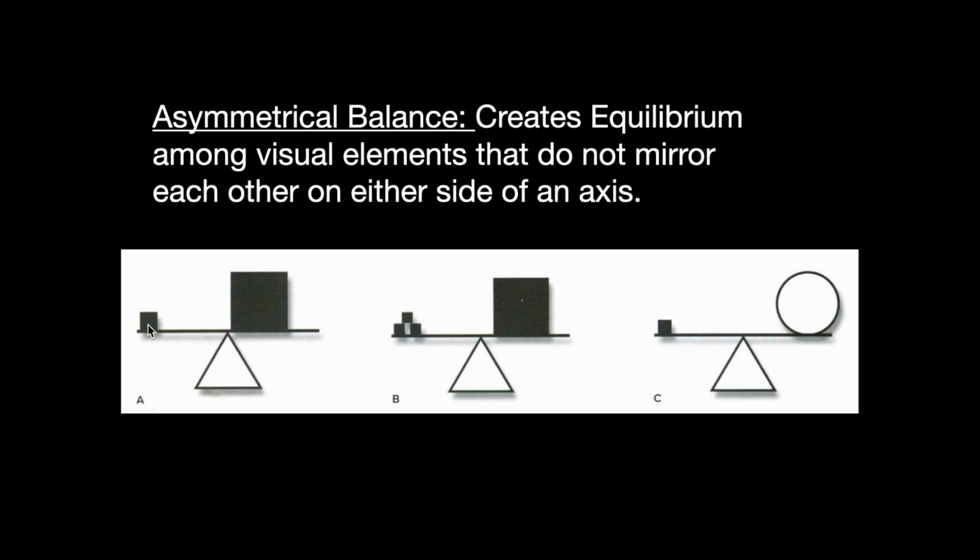So we can have a small, dense object balance a bigger object if this object is closer to the center. If you've been on a seesaw, you know how that works. Or to have a big object, you can balance it out with three smaller objects. Or you can have a small dense object balanced out by a big but light object. Again, a darker, smaller element is visually equal to a lighter, larger one. So this dark, dense one is equal to this lighter, airy one.